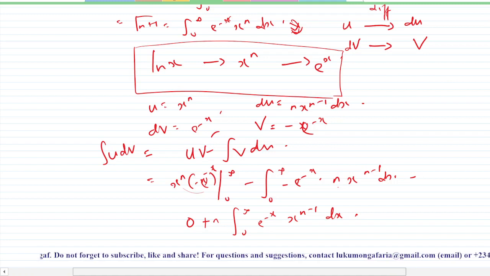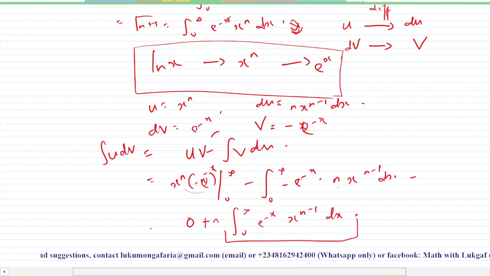So that is the gamma what? The definition of gamma n. You understand now? Then you can conclude adequately. You know what we are doing before is what? We are finding the value of gamma n plus 1.